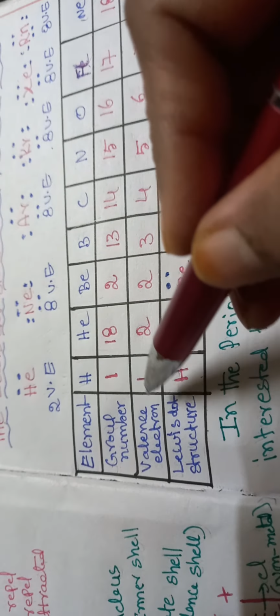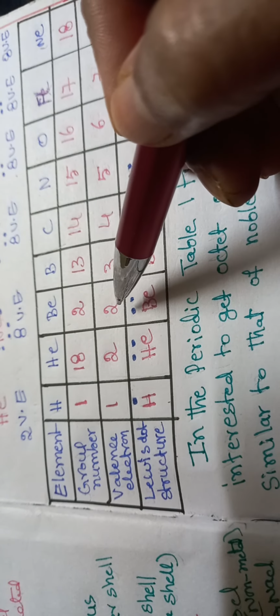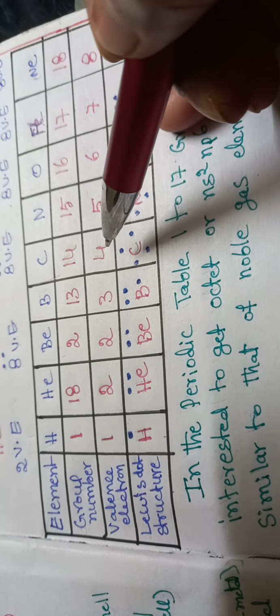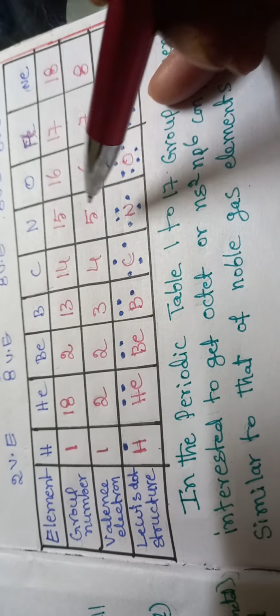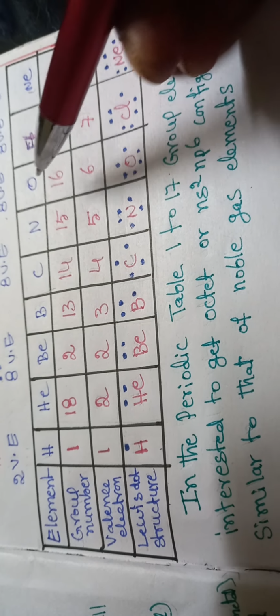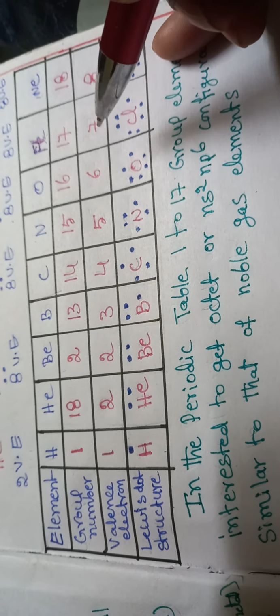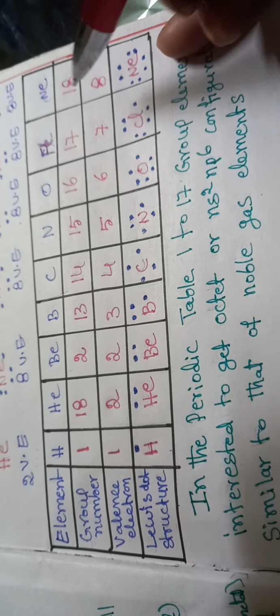Next, valency electrons. Hydrogen valency electron 1, helium 2, beryllium 2, boron 3, carbon 4, nitrogen 5, oxygen 6, fluorine 7, neon 8.